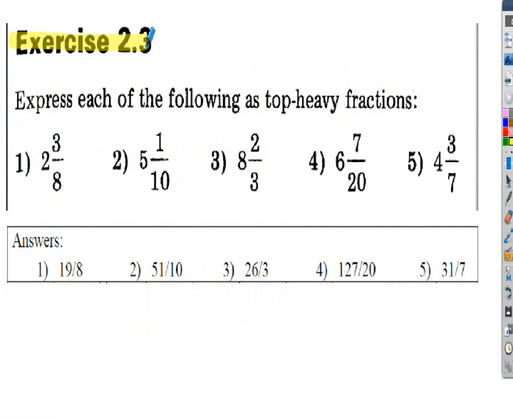I'll leave you with exercise 2.3. Again, you've got to take the mixed numbers given and write them as top-heavy fractions. There are 5 questions shown here. The answers are shown below.